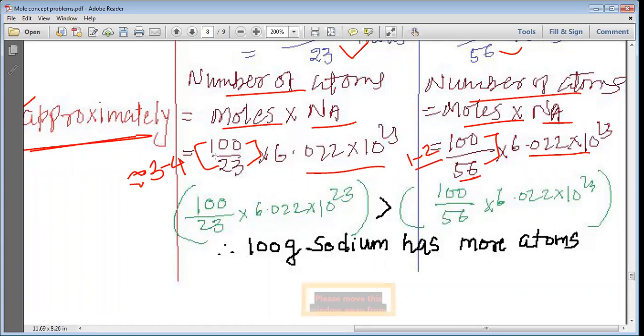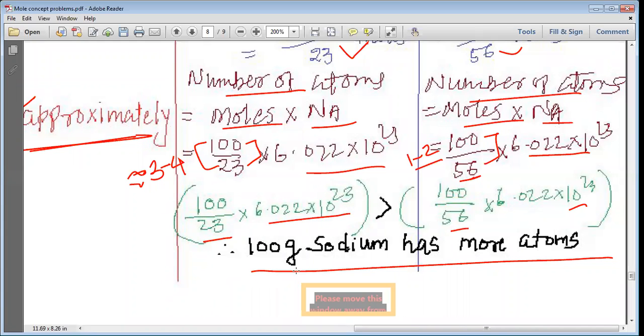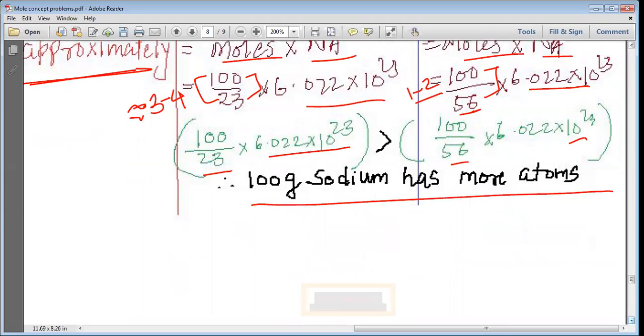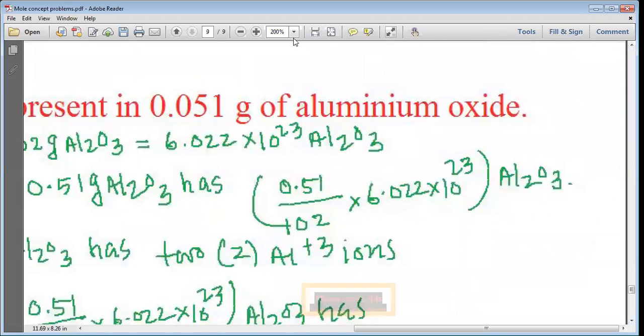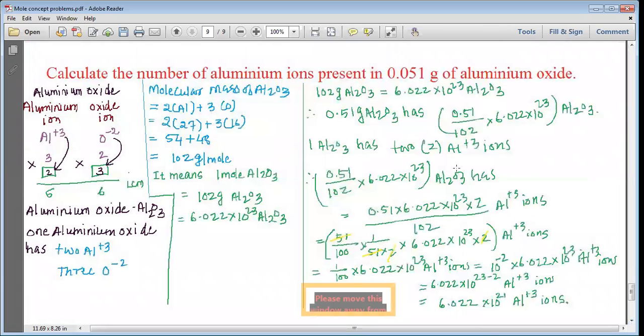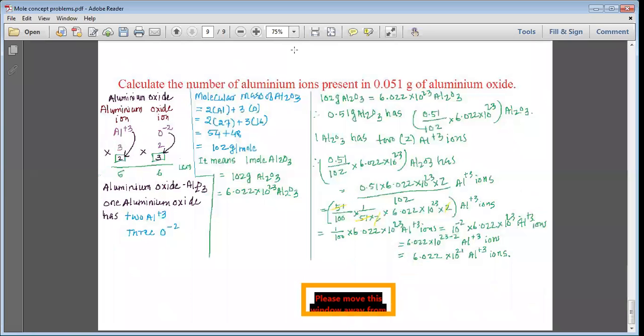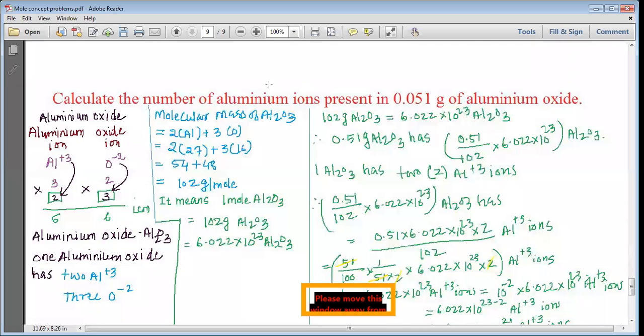That means the answer 3 to 4 is more than the answer 1 to 2. That means 100 divided by 23 multiplied by 6.022 into 10 to the power 23 is more than 100 divided by 56 multiplied by 6.022 into 10 to the power 23. These are the numbers of atoms present in 100 gram of sodium and 100 gram of iron. And that is why we can easily say that 100 gram of sodium has more atoms as compared to 100 gram of iron. So this is how, my dear students, it is very easy for us to solve such problems with the knowledge of the mole concept.